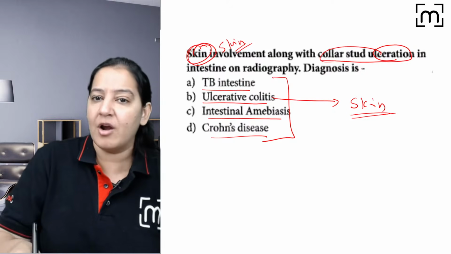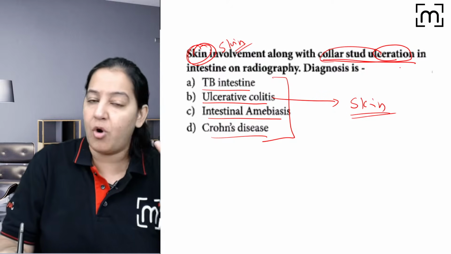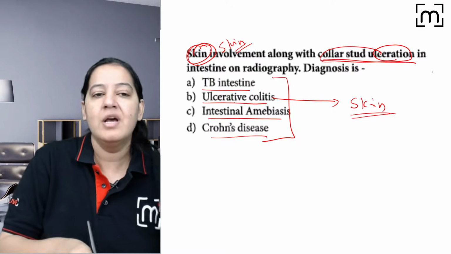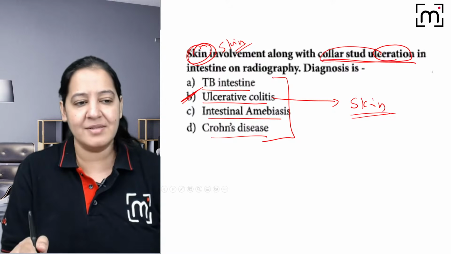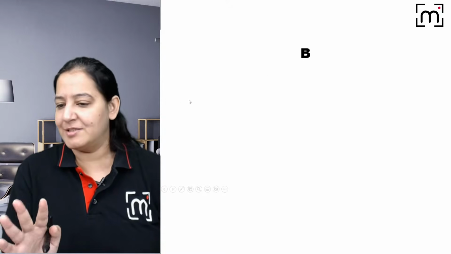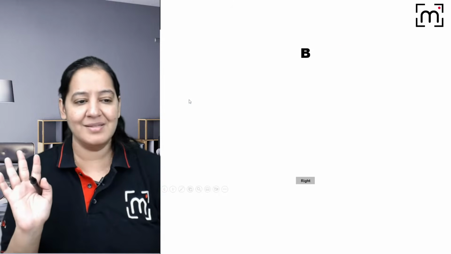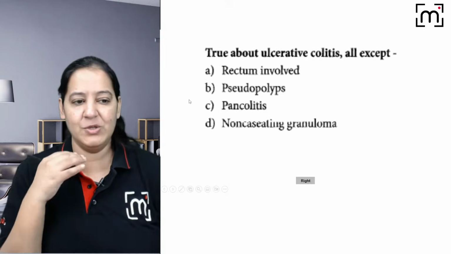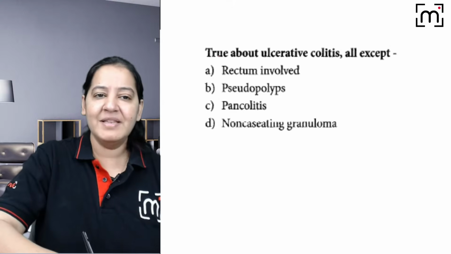So skin involvement along with collar stud ulceration. Collar stud is superficial ulceration. So the answer is B. I misread it. The answer is B, not D. You got it? Answer is B. Is it clear to you? The answer is B. Yes, yes, yes. You see my skin involvement. So can you tell me the next question?